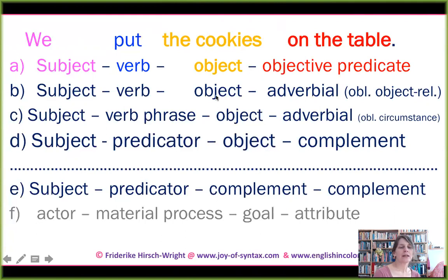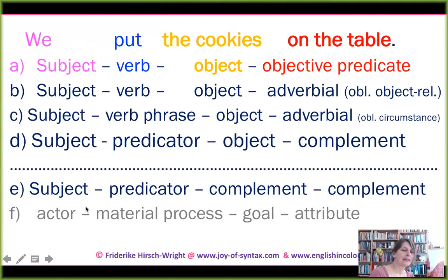Quirk and Longman, on the other hand, say that on the table is an adverbial of place, and because it is demanded by the action of the verb, it's an obligatory adverbial. So Quirk will call this an object-related adverbial, and object-related adverbials are obligatory. And Longman will call this a circumstance adverbial, an obligatory circumstance adverbial. And because it is an obligatory element, which all grammars agree on, Huddleston and Halliday call it a complement.